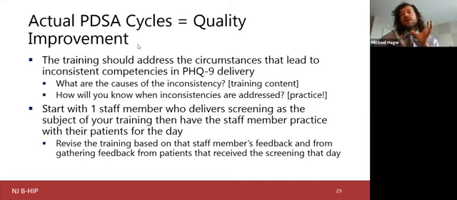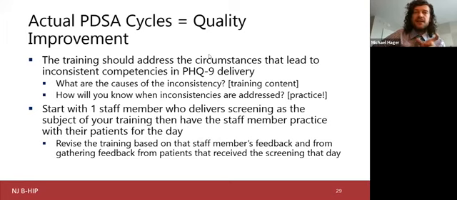So again, thinking about our staff training for effective delivery of the PHQ-9 screening tool. The training should address the circumstances that lead to inconsistent competencies in PHQ delivery. So what are the causes of inconsistency? That's training content. How will you know when inconsistencies are addressed? Practice. You start with one staff member or half the team that deliver the screening as a subject of your training, and then have the staff member practice with their patients for that day, or half the team practice with their patients for that day.